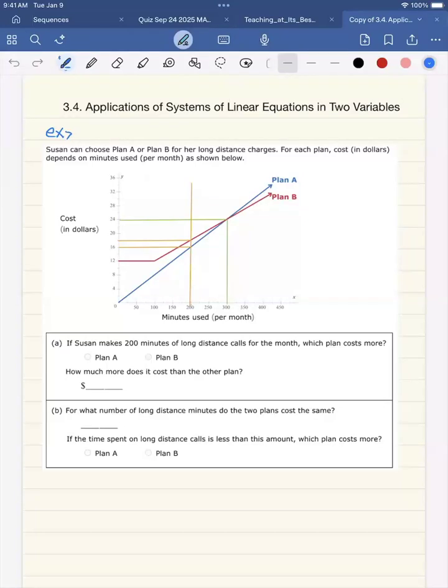In the sentence, what it says is cost in dollars, meaning the output depends on the input, which is minutes per month. So minutes is represented by the value on the x-axis, and the resulting cost is represented by y values.